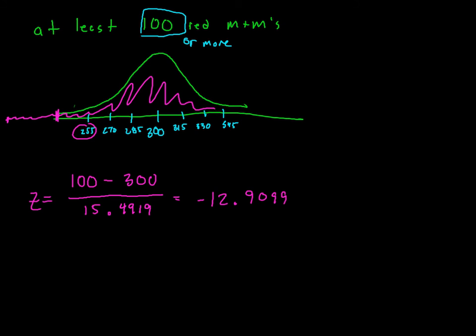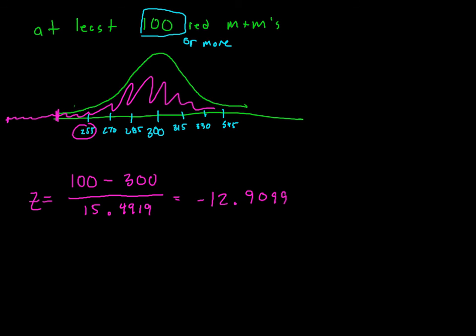So remember, I'm going to grab a normal CDF. I'm going to go from -12.9099, comma 99. And basically, it's telling me 1. It's telling me that there's an extremely high chance of there being over 100 M&Ms that are red in this group. And that should make complete sense.